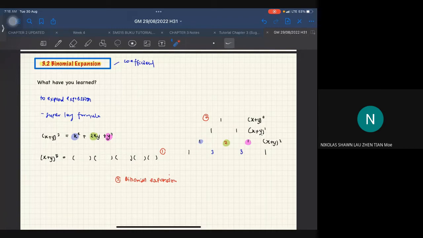Okay, so itu adalah introduction sahajalah untuk binomial expansion ini. Setakat ni ada soalan tak? Do you have any questions so far? Tak ada. Okay, good. Alright, so saya sambung.